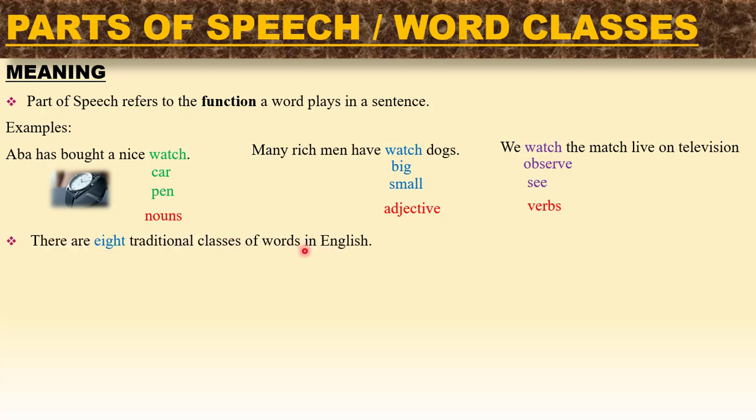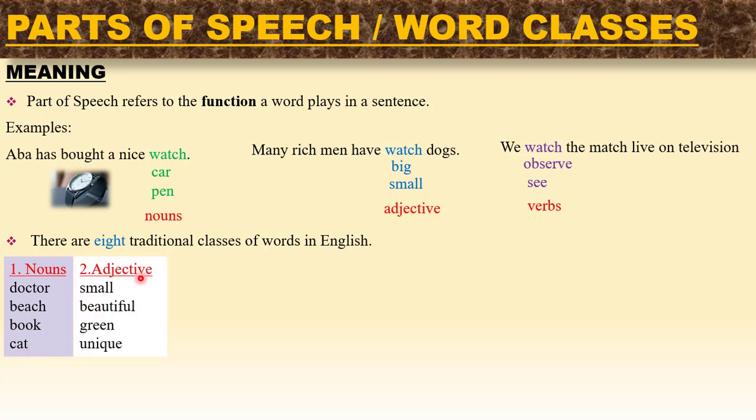What are these word classes? The first one is nouns. Nouns are naming words. For example, doctor, beach, book, cat. The second word class or part of speech is adjective. Adjectives describe nouns or pronouns. For example, small, beautiful, green, unique.